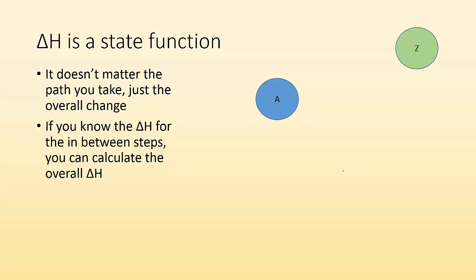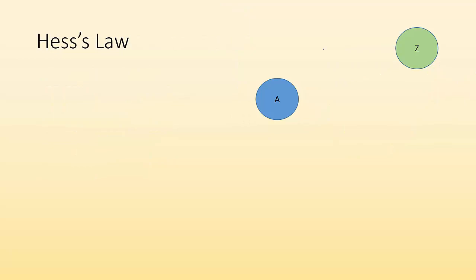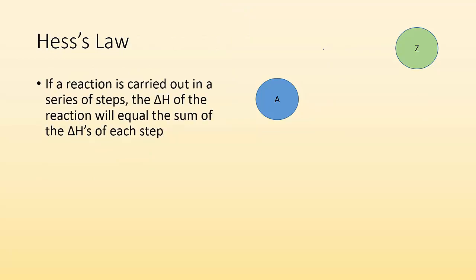So if you know the delta H for the steps in between, let's say we wanted to know what's the change in energy from A to Z. If energy was this y-axis, how could we figure that out? Well, if we went from A to B to C and then Z, and we knew the change in heat for each one of those steps, then we can figure out what the overall change was from A to Z, right? So Hess's Law states exactly that. If a reaction is carried out in a series of steps, the delta H of the reaction will equal the sum of the delta H's of each step.